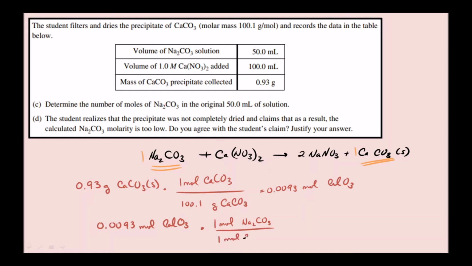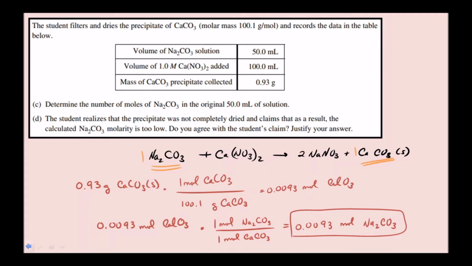Right, because for every mole of calcium carbonate, 1 mole of sodium carbonate, because we know that the carbonate is the limiting reactant in this reaction. What we find is that we produce 0.0093 moles of sodium carbonate. And I mentioned that carbonate was the limiting factor for this reaction, and we know that because calcium is in excess. Carbonate is what limits the amount of calcium carbonate that can be produced. They tell us we've added excess calcium, so what's limiting the production of calcium carbonate is the carbonate.